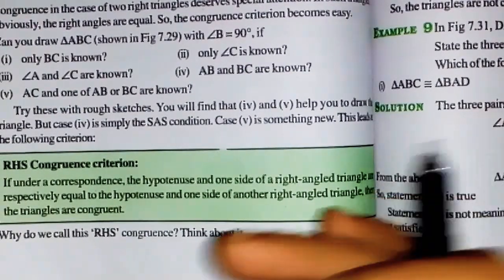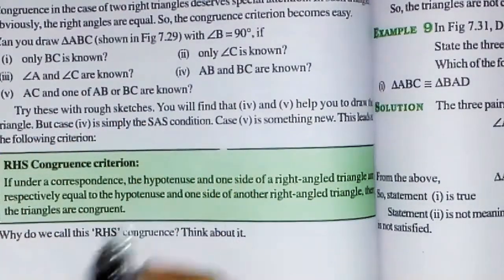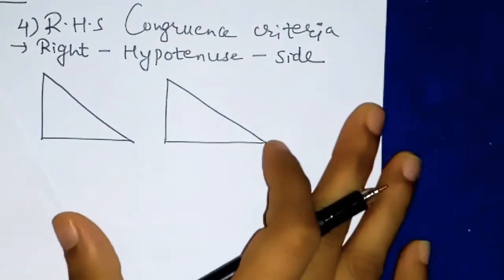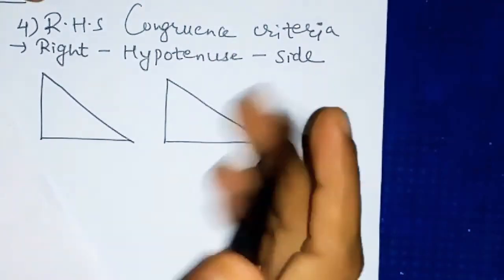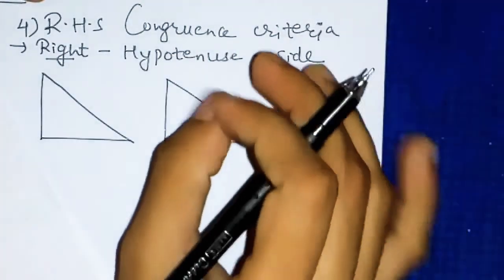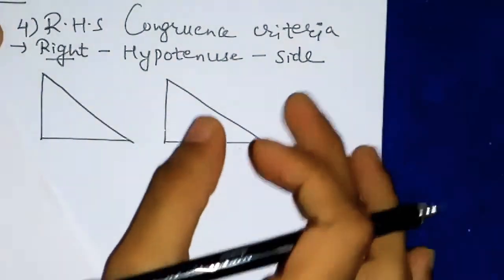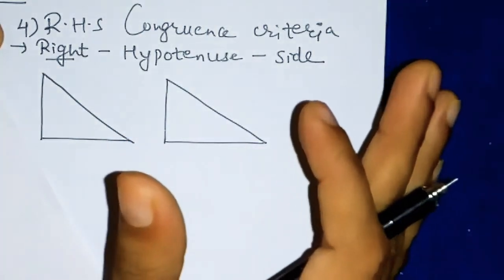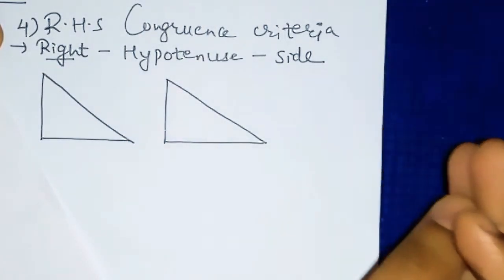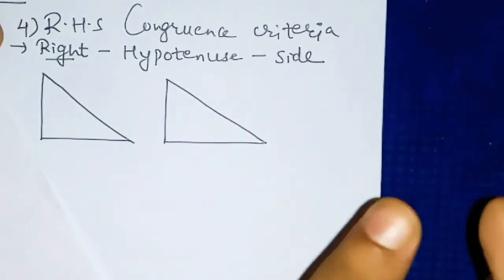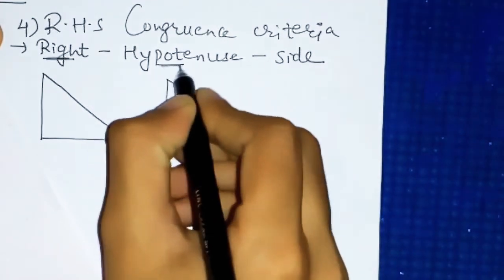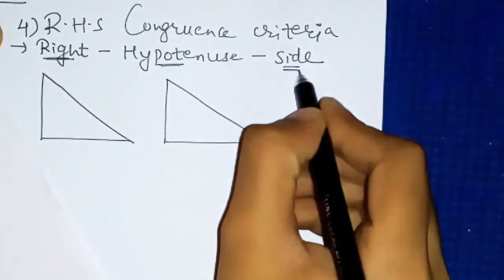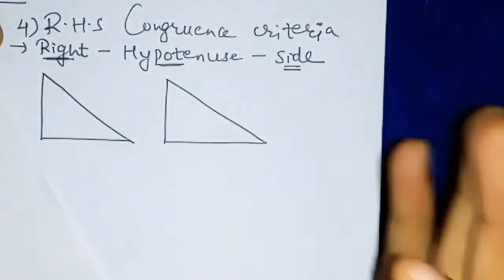So now let us see the fourth congruency criteria with a figure. This is the fourth congruency criteria, the RHS congruence criterion. R means right angle, it should be a 90-degree triangle. So this criteria is only for a right angled triangle. The triangle should be a 90 degree, right angle triangle. So one angle should be a right angle, then the hypotenuse should be equal and one side. So these three conditions we need to check.